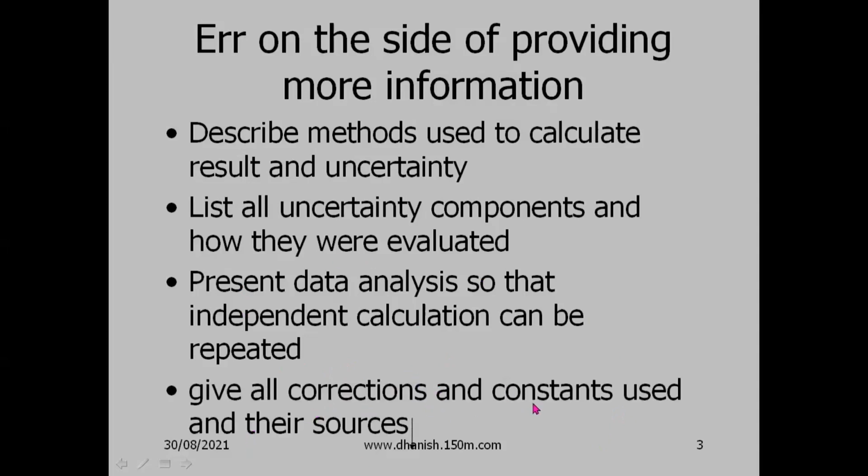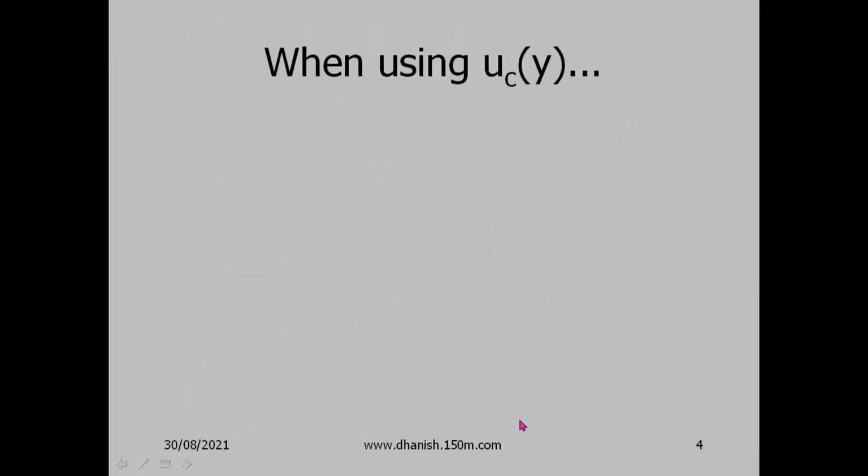Give all corrections and constants used and their sources. Corrections, if taken from a calibration certificate, mention that. Constants like value of g, value of densities, etc. From where did you get those values? The value of density you might have taken from some tables, log tables. So give that, give their source, and give their uncertainties, or how you computed their uncertainties. Okay, so that is the general information.